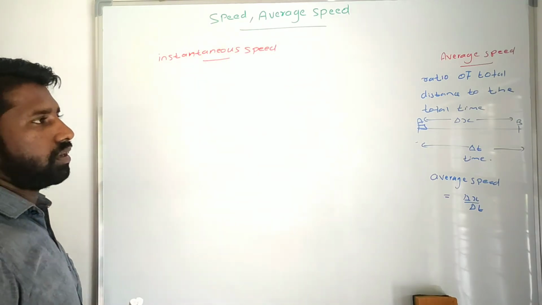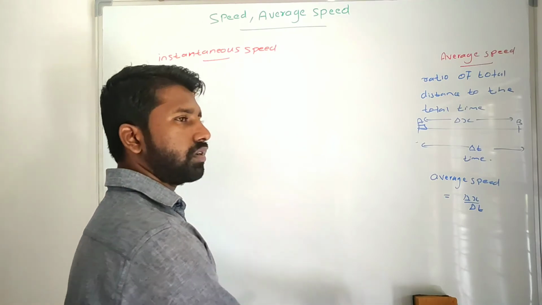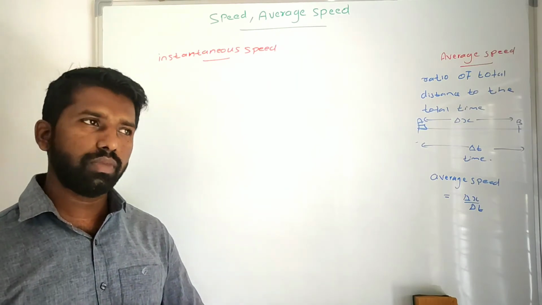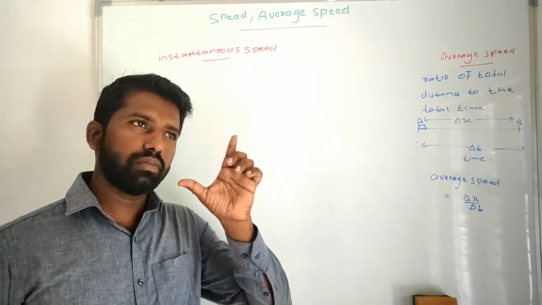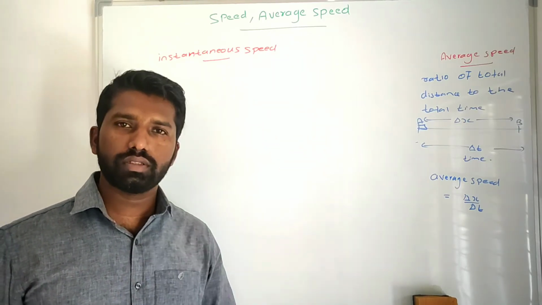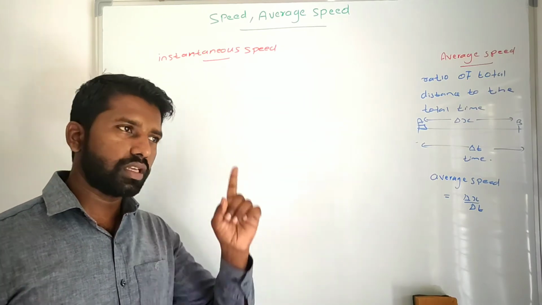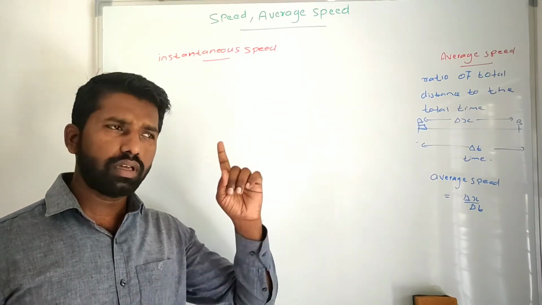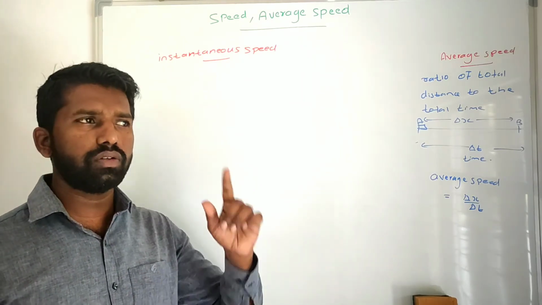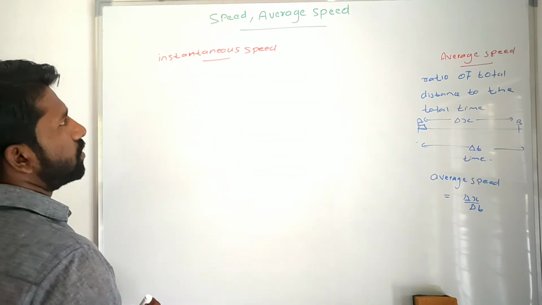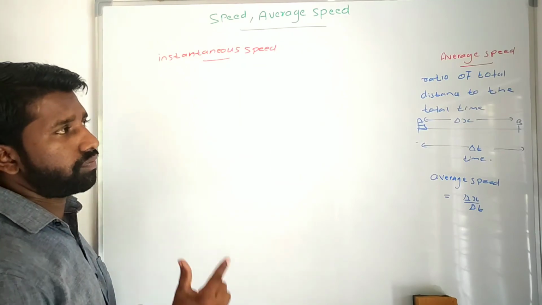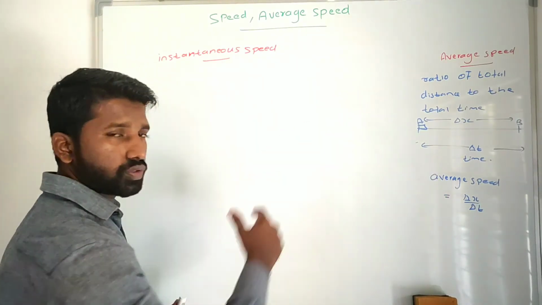Instantaneous speed. Instantaneous speed means at a particular instant, what is the speed? That means if a body travels from one place to another, we want to say at a particular instant what is the speed of the object. That means at 10 o'clock what is the speed of the object, that I need to find out. What is the exact speed at a particular instant, that we want to see. So instantaneous speed means it is the limiting value of the average speed when delta t approaches 0.